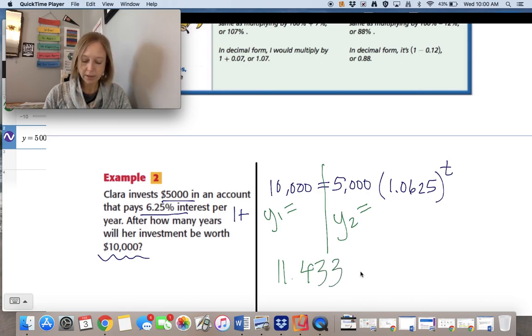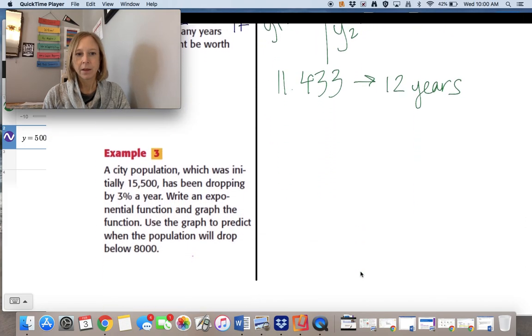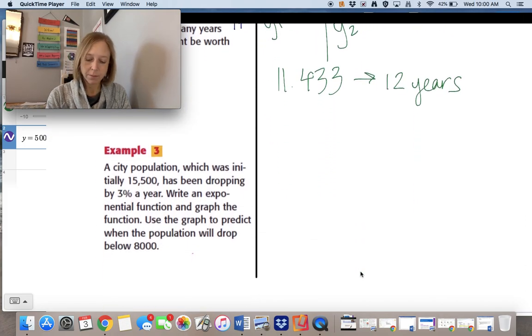But the question is, after how many years will the investment be worth $10,000? Well, at 11 years, it's not quite that much, so we're going to need to round this up. So it'll say after 12 years. Assume that you need a whole number answer for that, unless stated otherwise. All right, one more, and then we'll wrap this up. I know this video is getting long, but it's the only one.